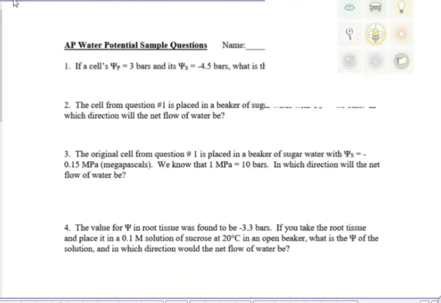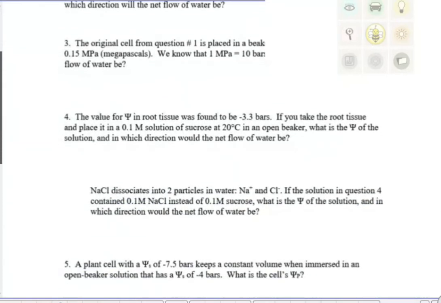So we finished this little presentation, and then we went through and worked out the problems on the handout that I've also attached and sent to you. Questions 1 and 2 are from the PowerPoint. We skipped 3 because it's kind of out of scope. You're never going to be asked to convert from megapascals to bars, even though it's given to you there.